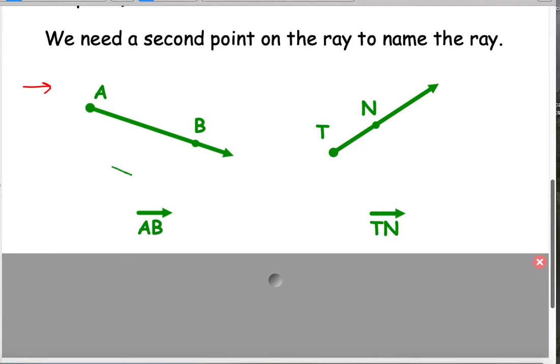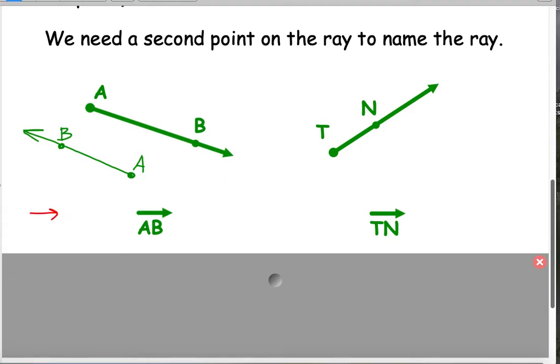Let's say my ray happened to look like this, and A was here, and then B was somewhere over here. This would still be the correct way to name this ray. So it doesn't matter in the picture which direction the ray is going, if it's going to the right or to the left or up or down, you still always write it this way. The endpoint letter goes first, that would be A, and then any other point on the ray, in this case B, but we always draw the arrow pointing to the right above those two letters.